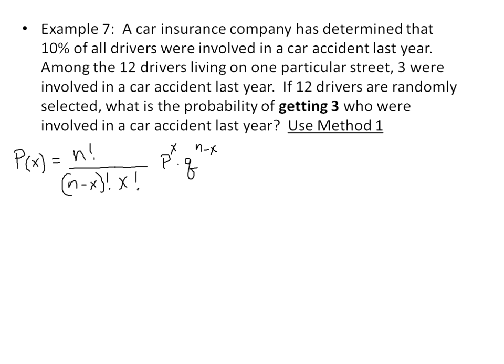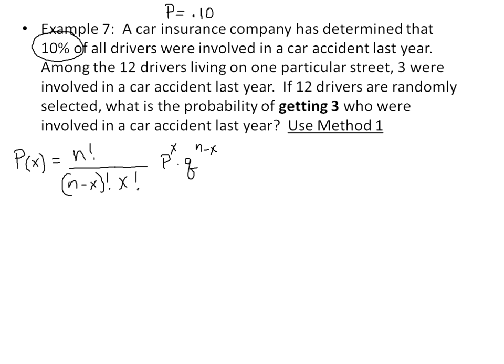All right, so here a car insurance company has determined that 10% of all drivers were involved in a car accident last year. So this is the probability of being in a car accident. That's your P. That's the probability of a success, 0.10. So we're given that percentage, we turn it into a decimal. That represents our probability of a success.